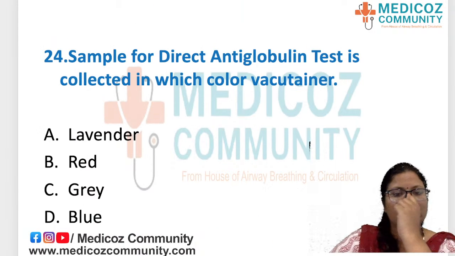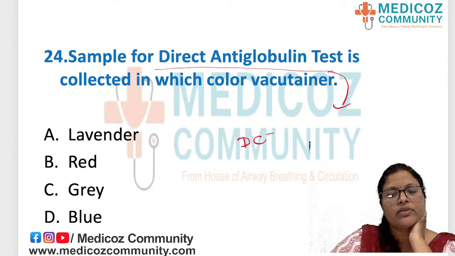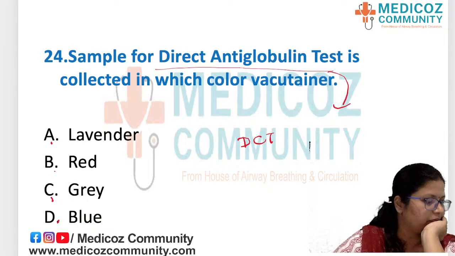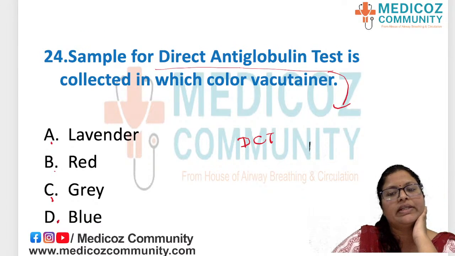Next, so this is the last but one question for the day. So this is a sample and they're collecting it for direct antiglobulin test, also called the direct Coombs test. Okay, and it is collected in which color vacutainer? Is it collected in A, lavender, B, red, C, grey, or D, blue? What do you think is the answer? So a direct antiglobulin test, the correct answer over here is D, blue.